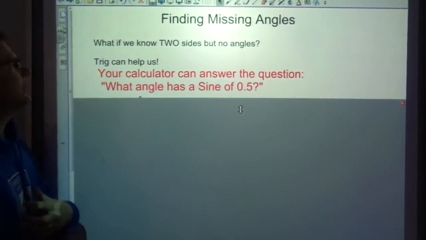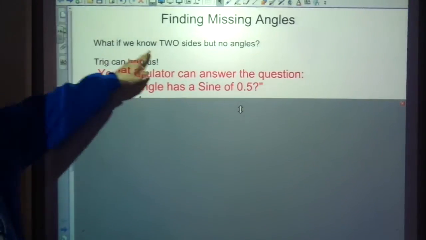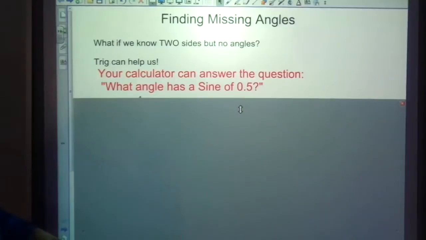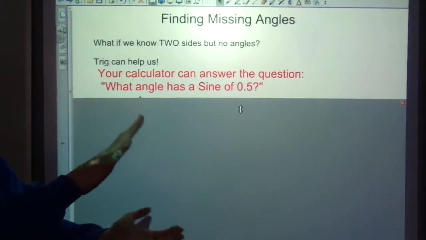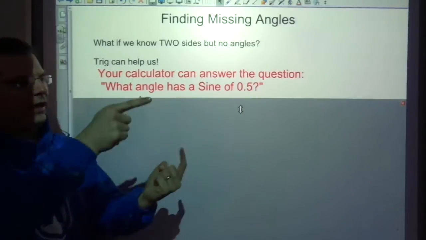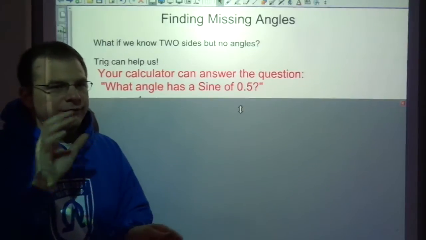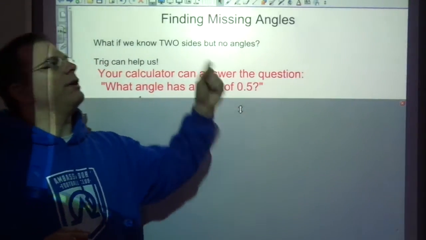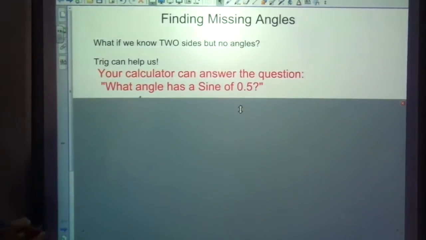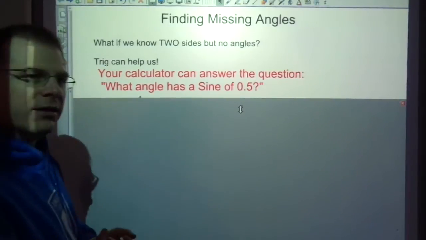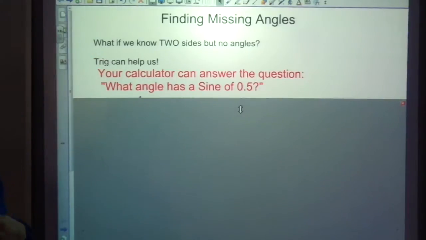In this lesson, we're going to look at how to find angles when we know two sides but no angles. With trigonometry, the calculator can ask the question, what angle has a sine of 0.5? So let's say we know the two sides, and when we set up the sides, it has a sine of 0.5. That means the opposite side is half as tall as the hypotenuse. We would like to know the angle, and the great thing is that the calculator has a way to ask and answer that question.